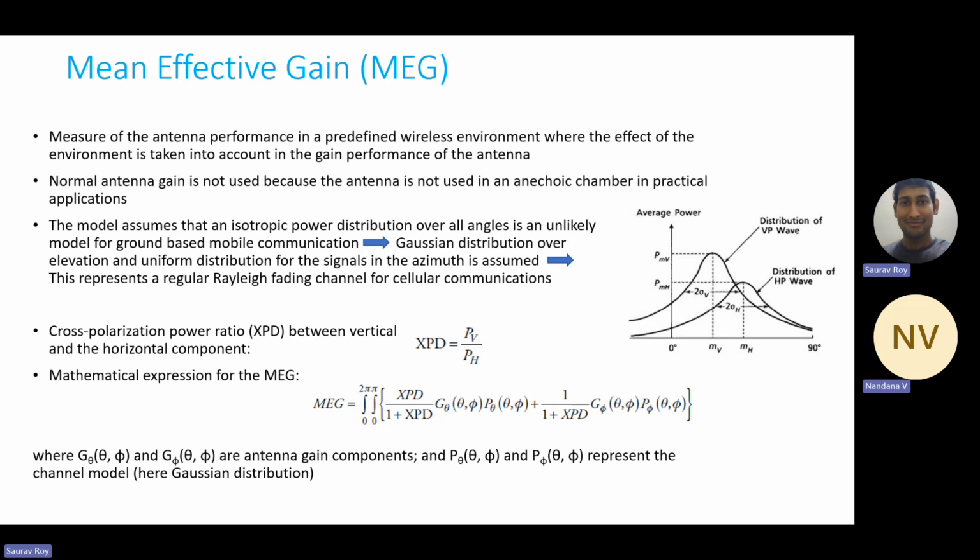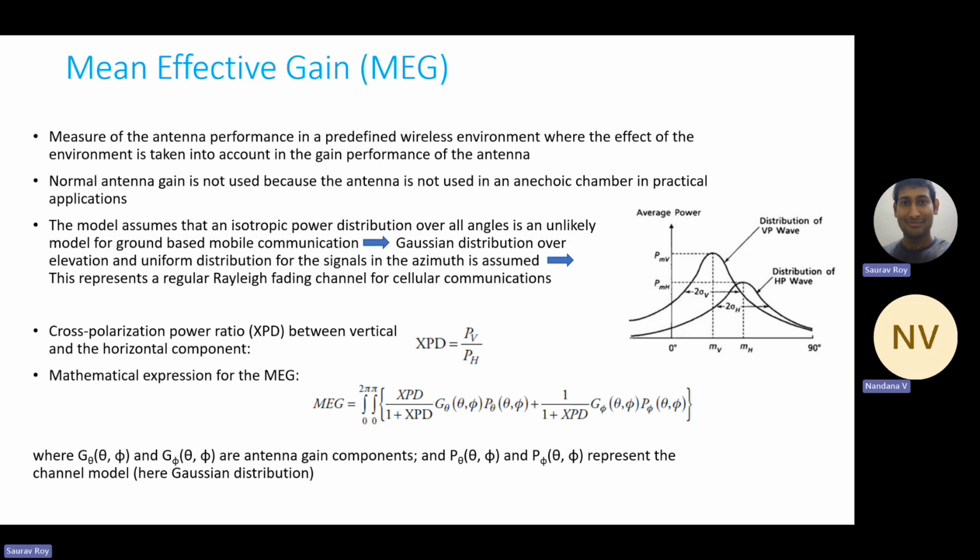So first you see what is there. In the formula, we first calculate a cross polarization power ratio, XPD. This is the power variation between PV and PH, the vertical polarization power and the horizontal power. This is the ratio of that. If you have that, then you can calculate the MEG, mean effective gain. This also takes the integration, where G theta, G phi is the gain in theta and phi. That is the actual gain you get from your simulation or measurement.